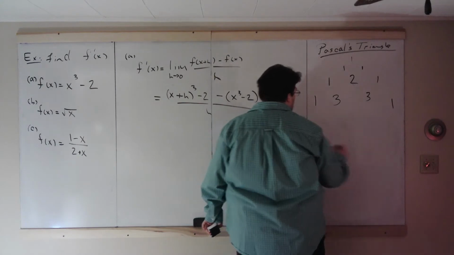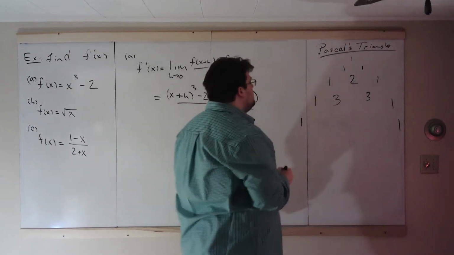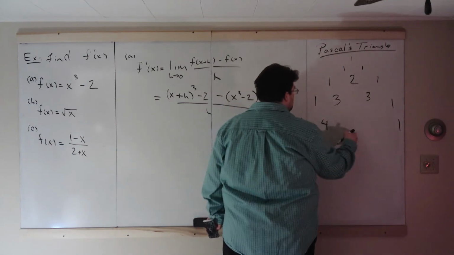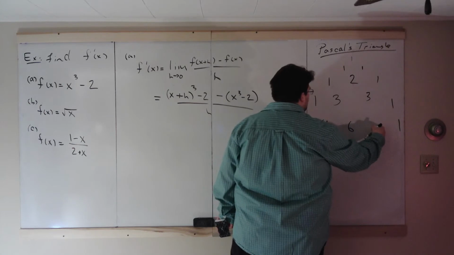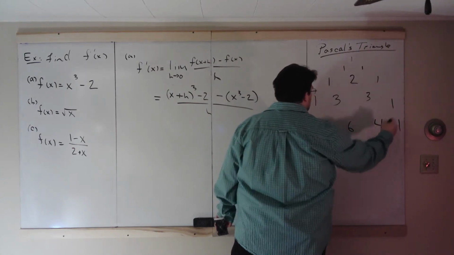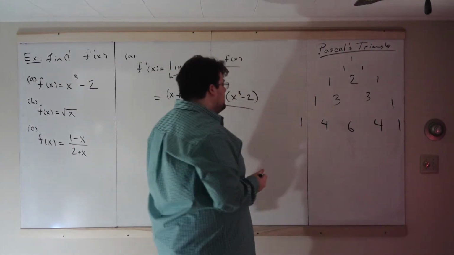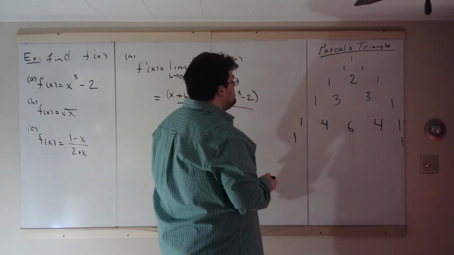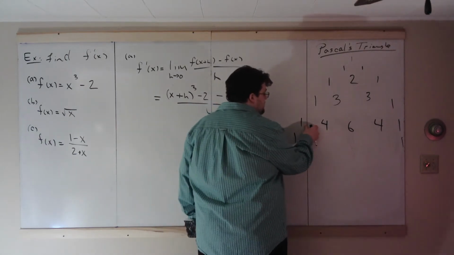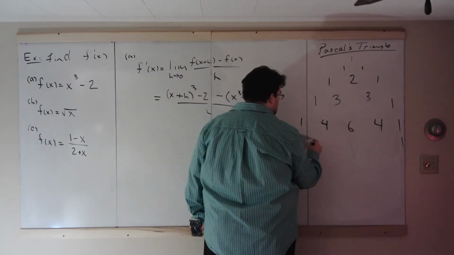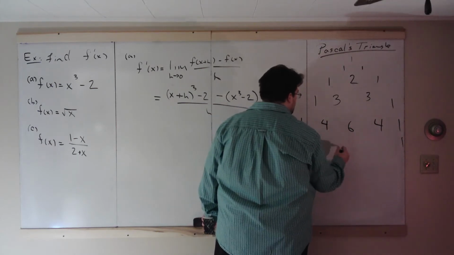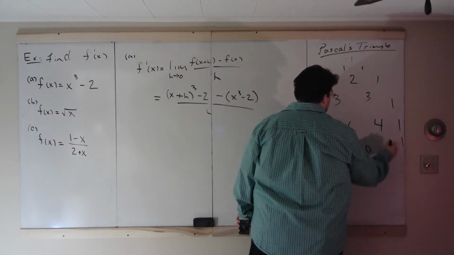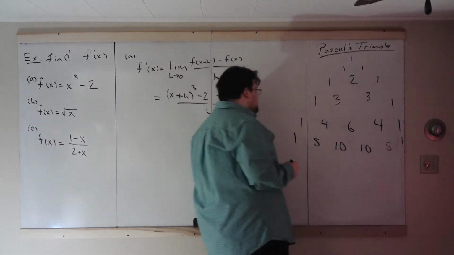Next row, we're going to start and end with a 1. And what do we get? Well, in this position, 1 plus 3. Next position, 3 plus 3. Next position, 3 plus 1. Last position is a 1. Now let's fill in one more row, since I don't want to write on the wall. Start and end with a 1. First position, under the 1 and the 4, 1 plus 4 is 5. Next position, between the 4 and the 6, 4 plus 6 is 10. Next position, 6 plus 4 is 10. Next position, 4 plus 1 is 5. Last position is a 1.